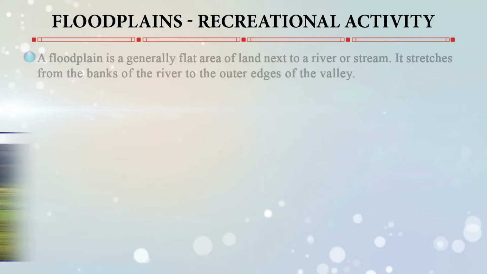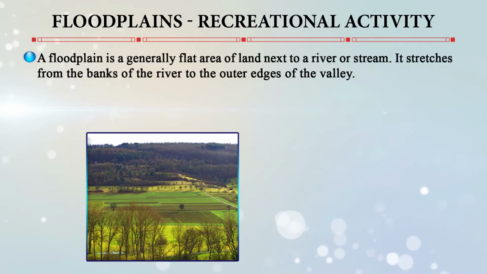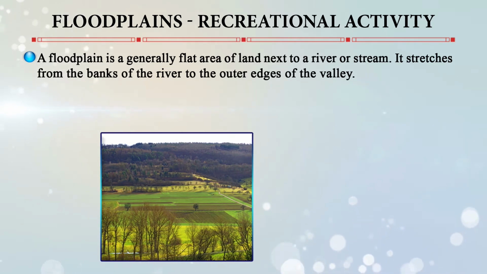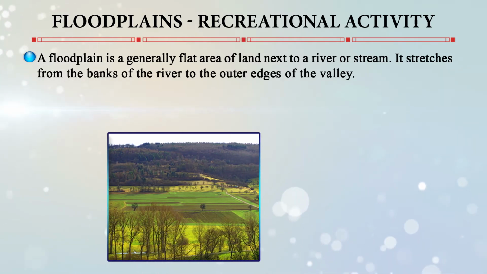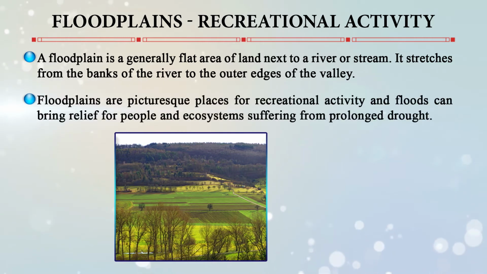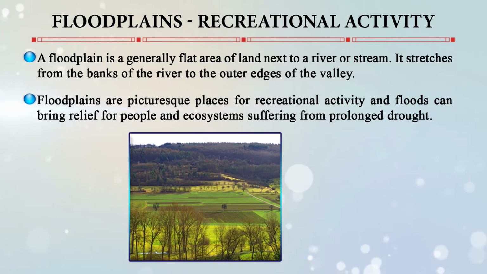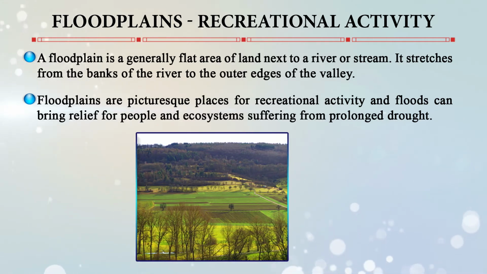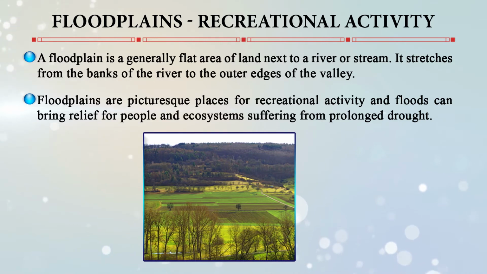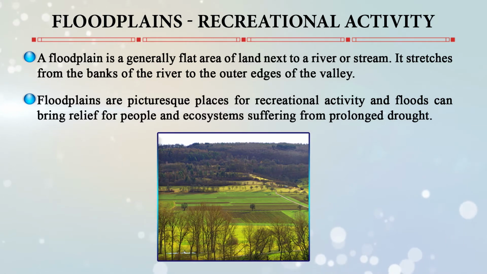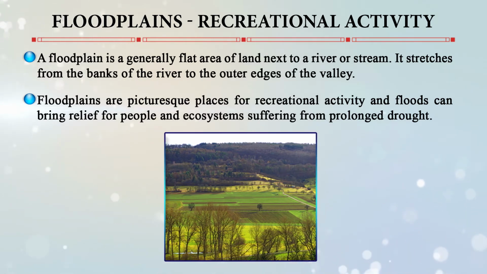For example, floodplains are also an area and a source for recreational activity. A floodplain is generally a flat area of land next to a river or a stream, and it stretches from the banks of the river to the outer edges of the valley. These are picturesque places, beautiful for recreational activity, picnics, family outings and ecotourism, and they can bring relief for people and ecosystems suffering from prolonged drought. So floodplains are a place for recreational activity.